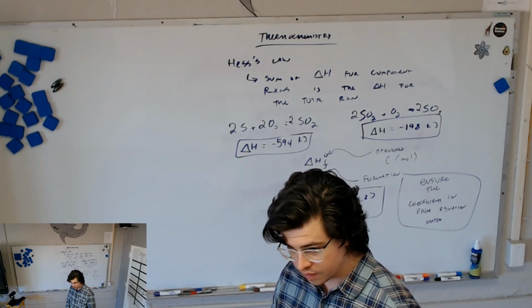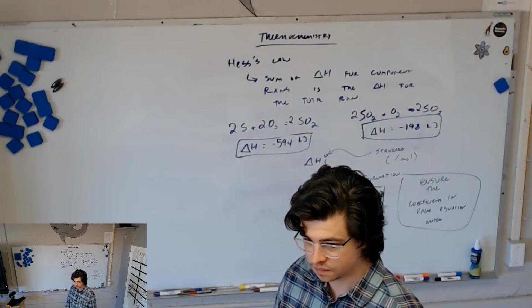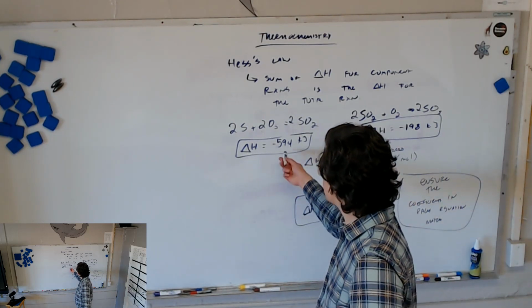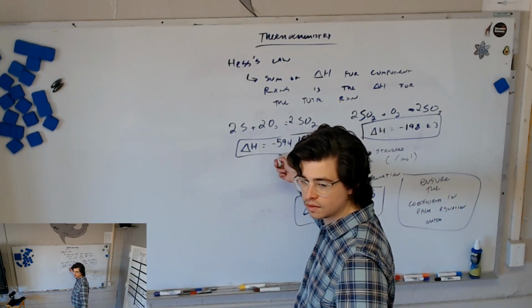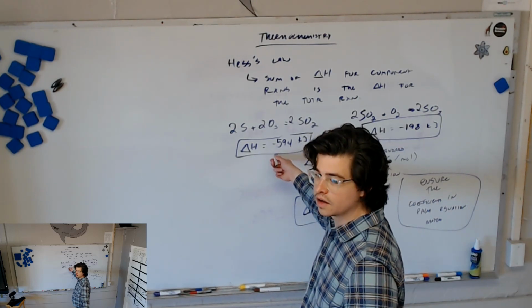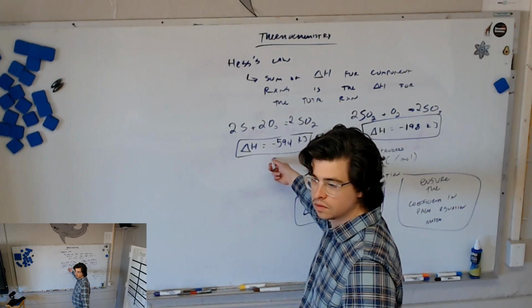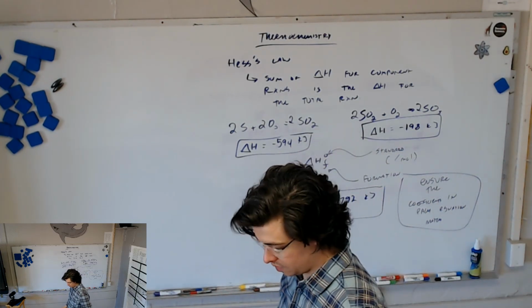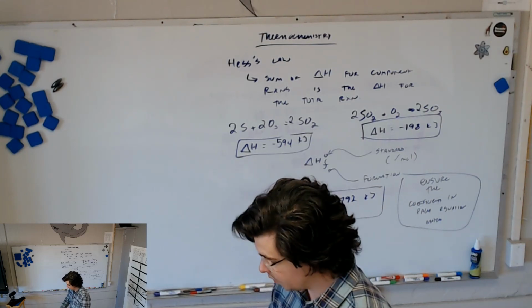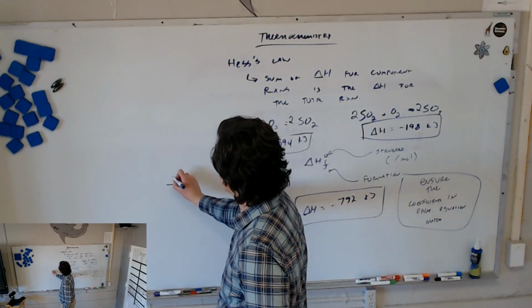Is negative 296.8. Good. Negative 297. So why is this negative 594 then? Because you add the oxygen. Wait, what? No. So what this means, look here. I'm going to illustrate this a little bit more clearly. When we find it on the table, it just says this.